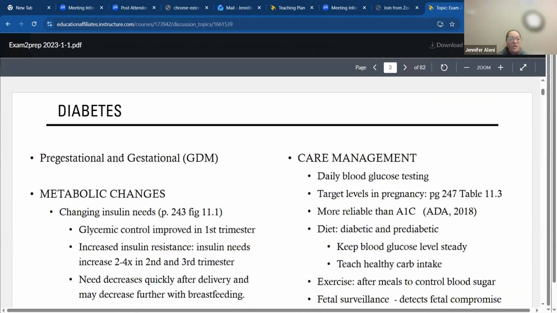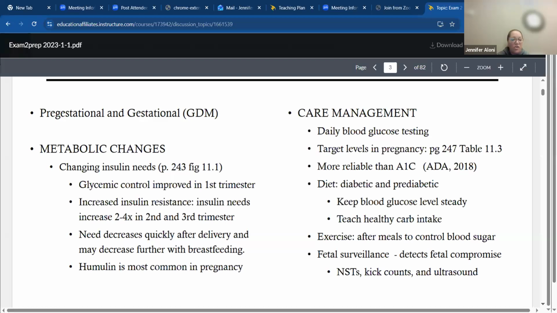We talked about diabetes. There's pre-gestational and gestational. So pre-gestational, you have it before you're pregnant. Remember the metabolic changes that go on with diabetes. You're going to have a change in insulin needs. It's going to peak and go up higher. We need to make sure during first trimester it's very well controlled. Know about our insulin resistance. Sometimes we have that. It decreases quickly after delivery. And then breastfeeding is almost like running a marathon, so you're going to be using a lot of insulin.